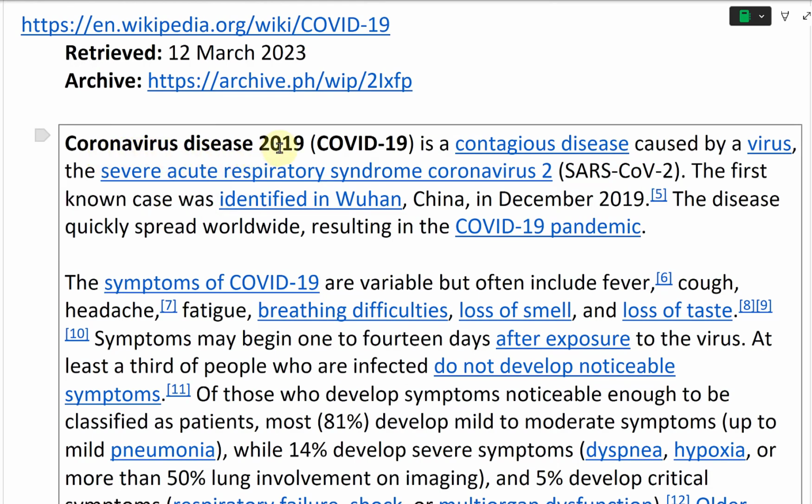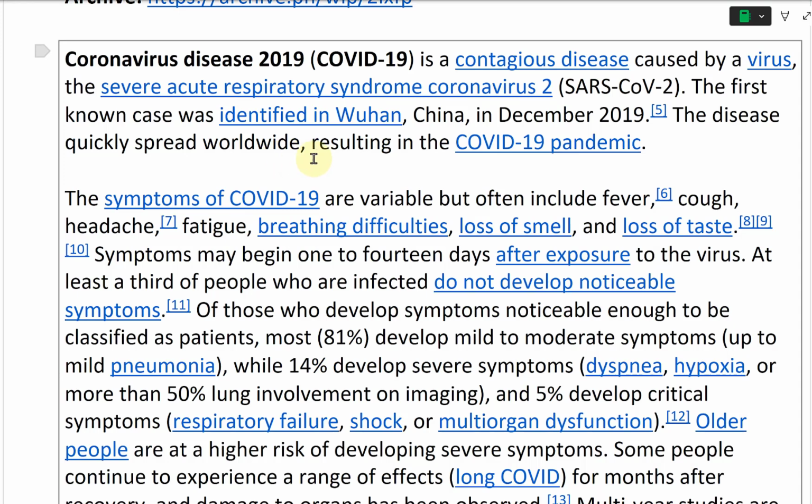So coronavirus disease 2019, abbreviated COVID-19, is a contagious disease caused by a virus, the severe acute respiratory syndrome coronavirus 2, or SARS-CoV-2, or CoV-2. And also a note here, this coronavirus disease, abbreviated COVID right here. So CoV is for the coronavirus, and then ID, I believe that's identified in 2019. Yes. All right, continuing further. So the first known case was identified in Wuhan, China in December 2019. The disease quickly spread worldwide, resulting in the COVID-19 pandemic.